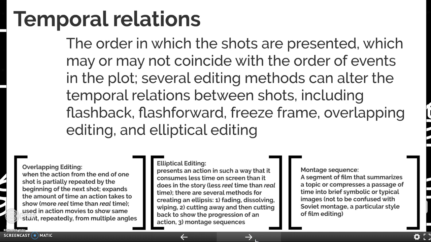Now, remember that the order of events in a plot of a film might not be reflected by the order of the shots as they are presented to us. There are a lot of films that use editing to show a story out of order and then ask the audience to kind of piece it back together on their own. Pulp Fiction is a really good example of this. Memento is a really good example of this.